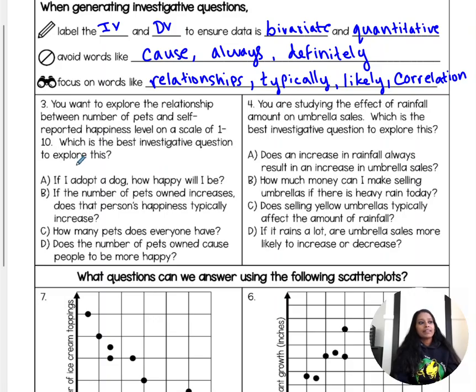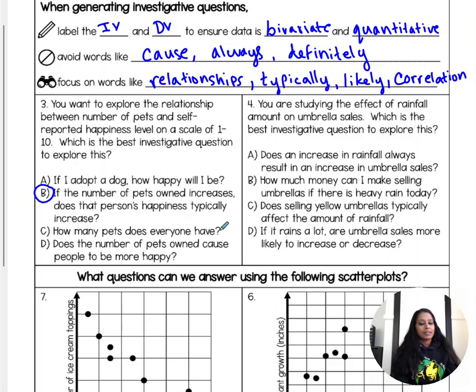What is the best investigative question? So this is the actual question you're asking the people when you're surveying them. If I adopt a dog, how happy will I be? That doesn't tell you how many pets it has, right? If the number of pets owned increases, does that person's happiness typically increase? This looks good to me, so I'll go ahead and mark that. But I'll check the rest of them too, because it could be something else.